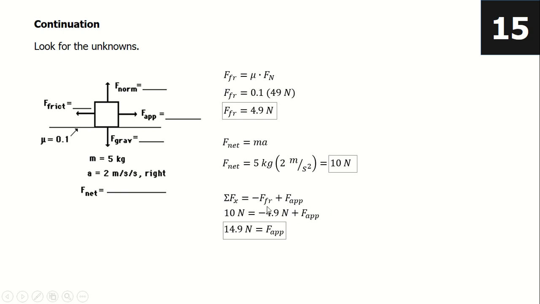So putting the 4.9 on the left side of the equation will transform the sign to a positive one. So 10 plus 4.9 is 14.9 Newton. That's the value of my applied force. So there you go. You were able to solve for all of the unknowns.